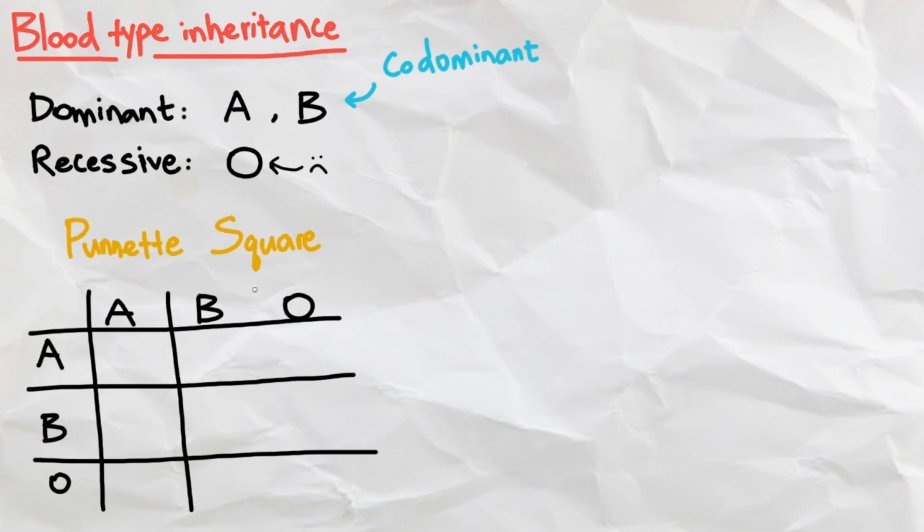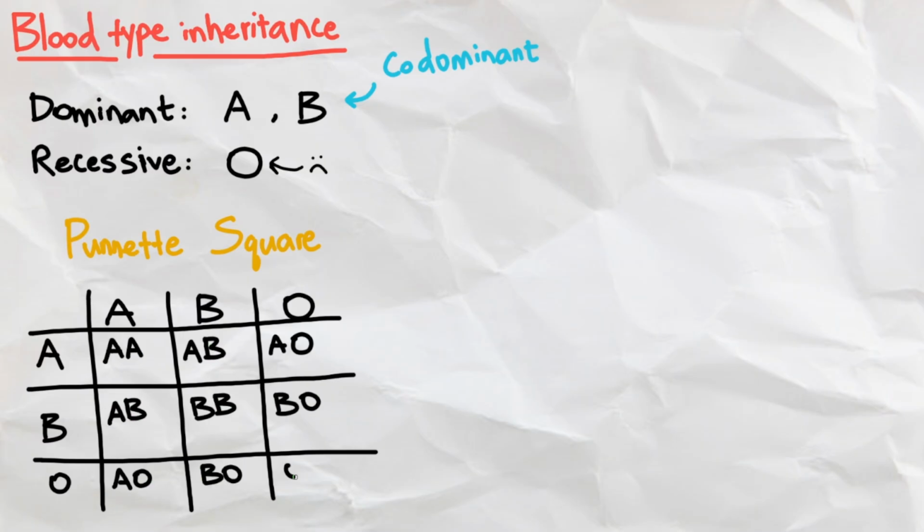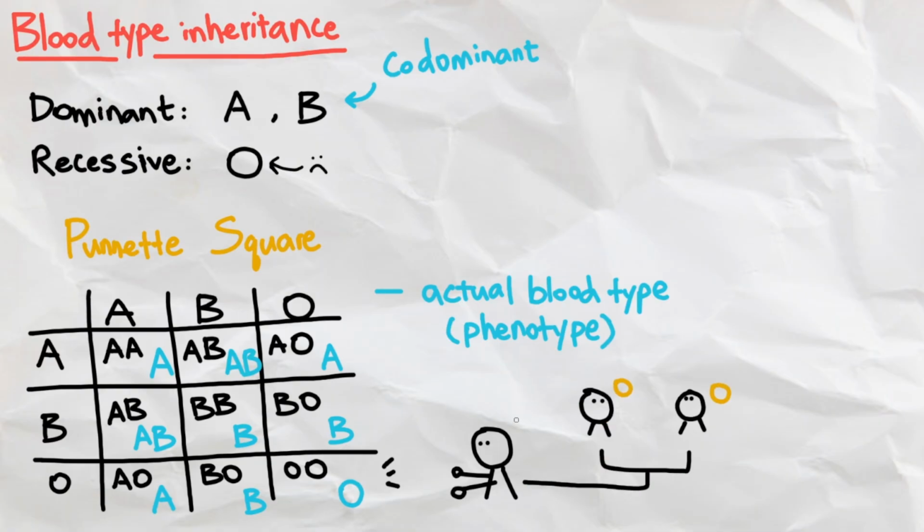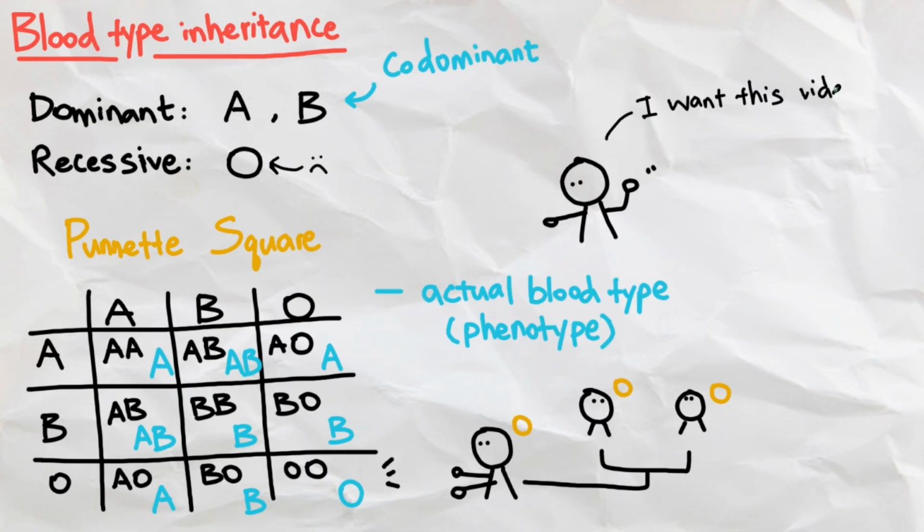As you can see, since A and B blood are codominant, the resulting blood type will be AB. And even if we have an O blood allele, we will still have the blood type of the dominant allele. However, if we were to receive an O blood allele from both parents, we will have O blood. A reminder that this is a huge simplification of how Punnett squares work, just so I can keep this video short. So now, what sets the different blood types apart?